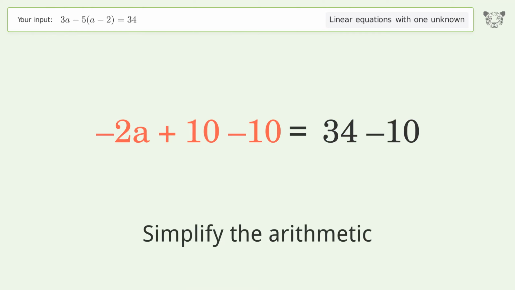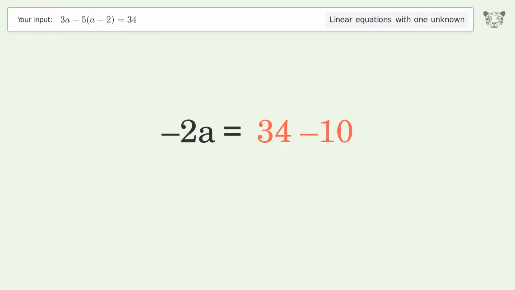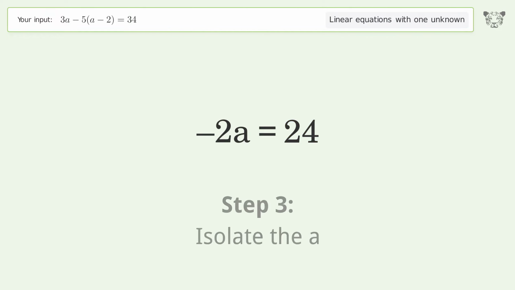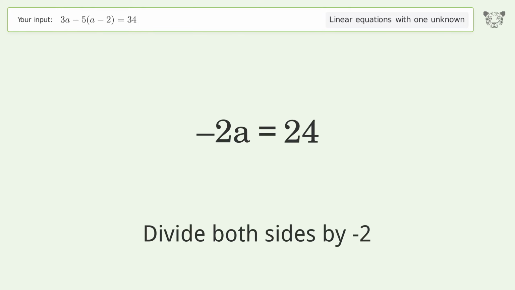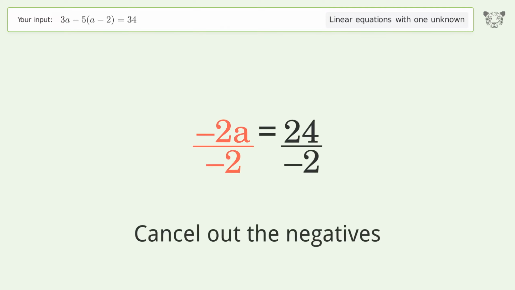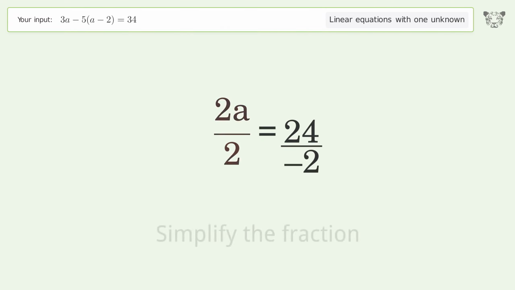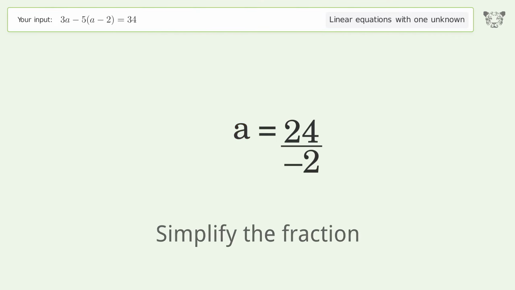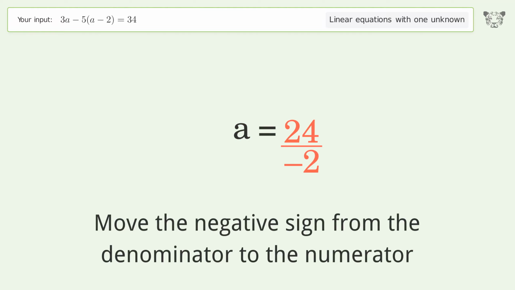Simplify the arithmetic. Isolate the a. Divide both sides by negative 2. Cancel out the negatives. Simplify the fraction. Move the negative sign from the denominator to the numerator.